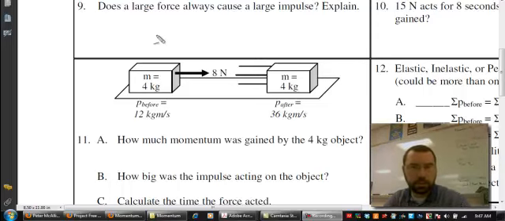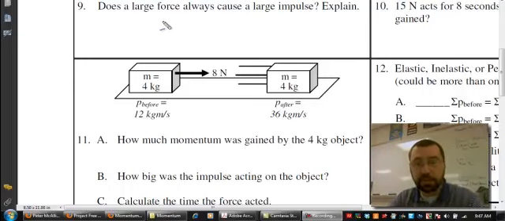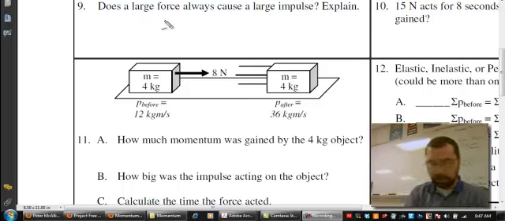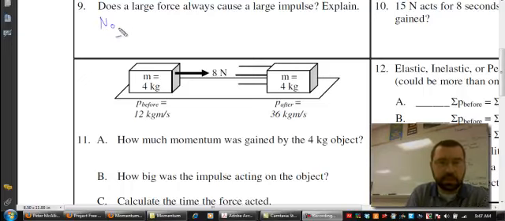Alright, so question number 9 here: does a large force always cause a large impulse? And we're supposed to explain. So the simple answer is simply no, it doesn't. And we can explain that because impulse is equal to force times time.